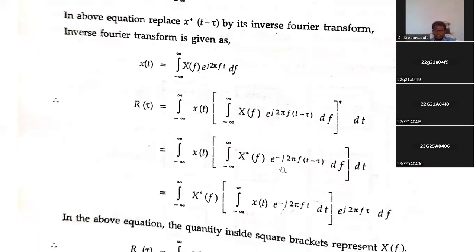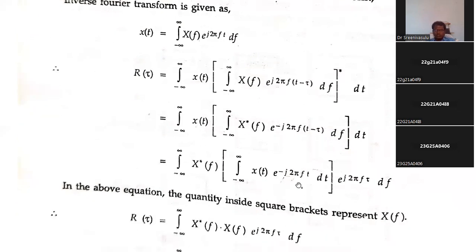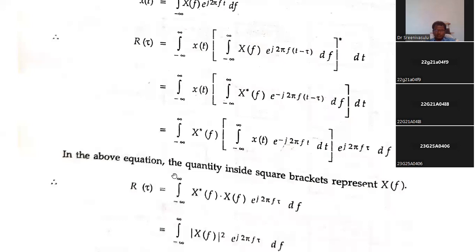If you separate these terms, here we are going to get e power minus j 2 pi f t dt, and here it is e power j 2 pi f tau df. So again, we are going to be rearranging these equations. After rearranging, you can get integral from minus infinity to infinity x complex conjugate of f. What is this? It's nothing but the Fourier transform of x of t. So it is x of f.